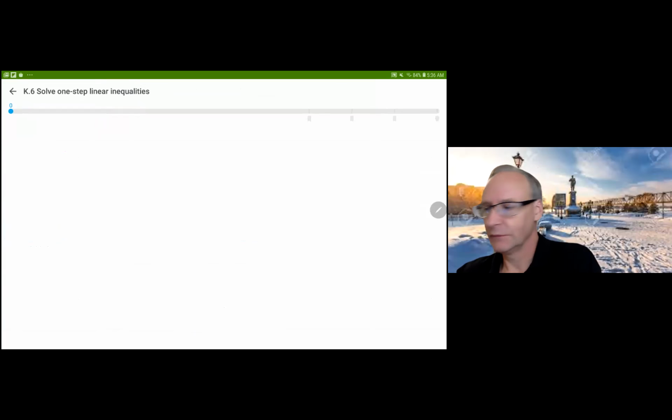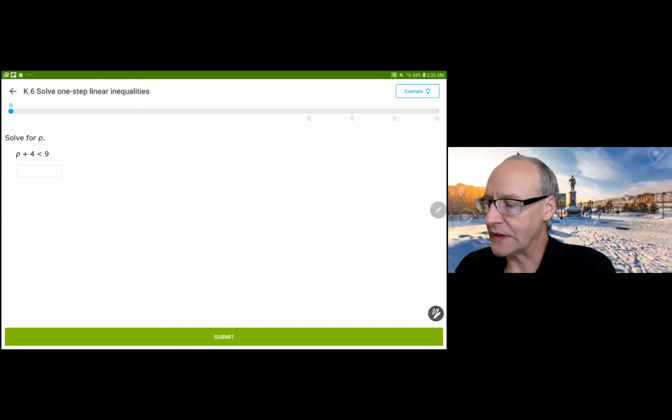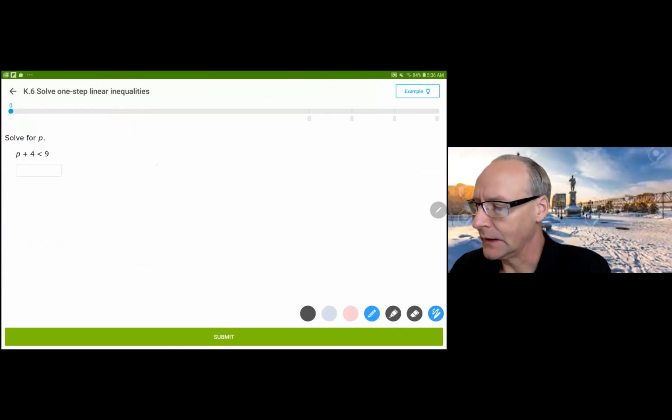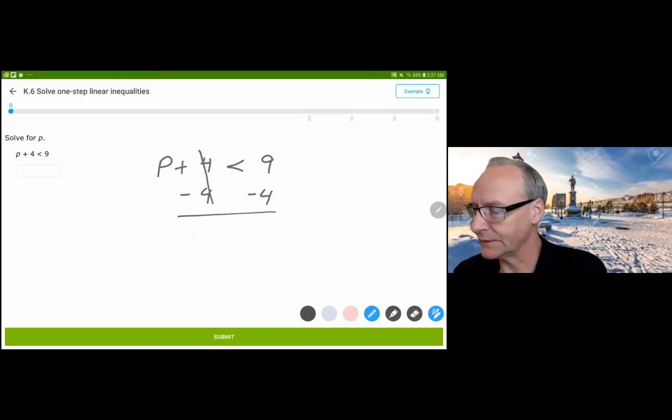So do a little bit of these. Let's see what we got here. We're going to subtract 4 from both sides. So I'm going to go ahead and write the first few out, kind of explain what's going on. It says p plus 4 is less than 9, and we're going to subtract 4 from both sides. We're using the subtraction property of inequality, and this tells us that p, by the way, 4 minus 4 is 0, and p is less than 5.